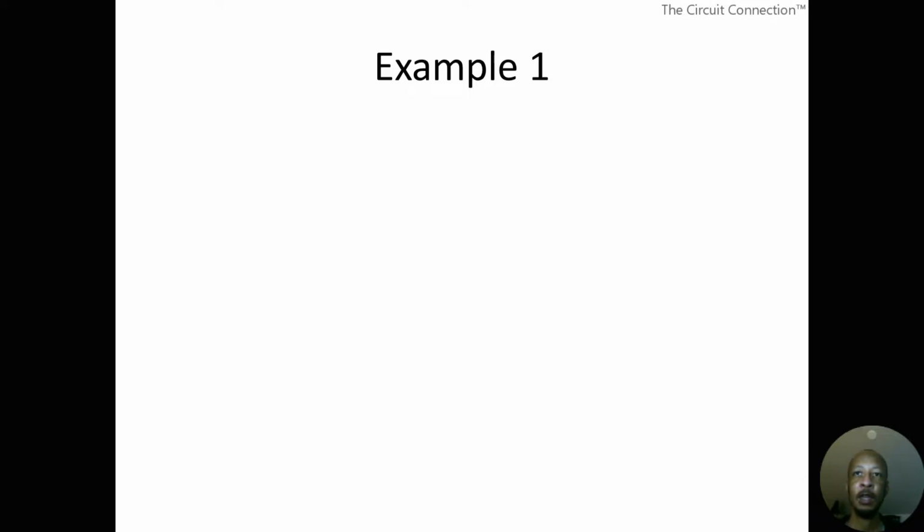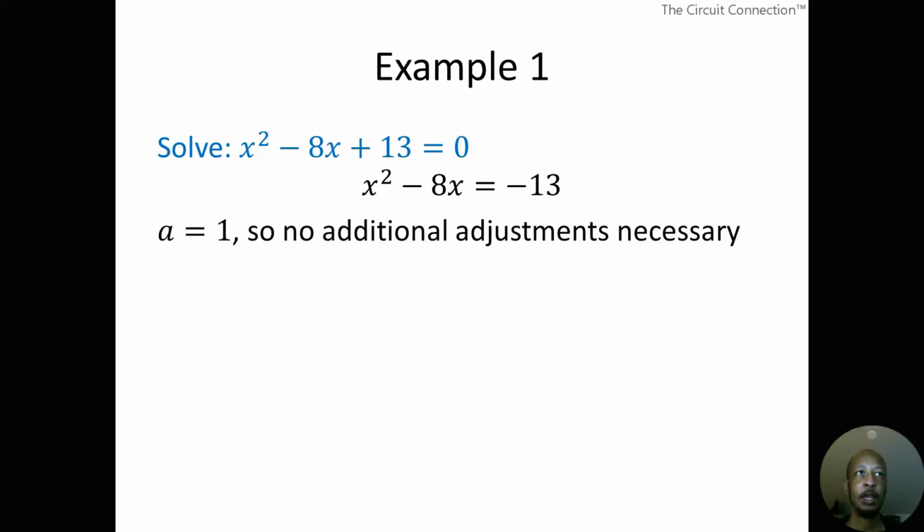So let's use this in an example here. I'm going to use this equation: I want to solve x squared minus 8x plus 13 equals 0. So let's use completing the square in order to solve that equation. You rewrite it easily there, and you have x squared minus 8x equals negative 13. A equals 1, so no additional adjustments are needed.